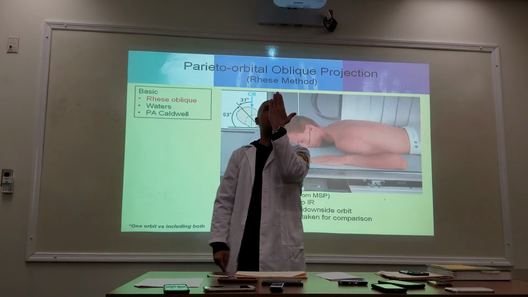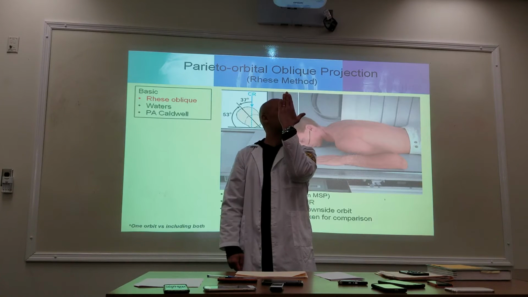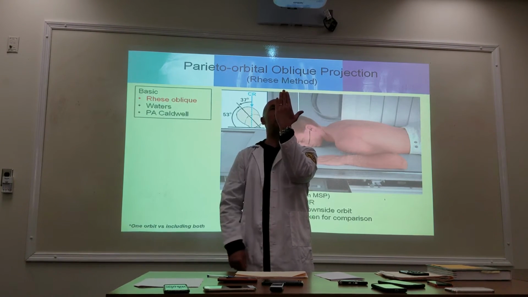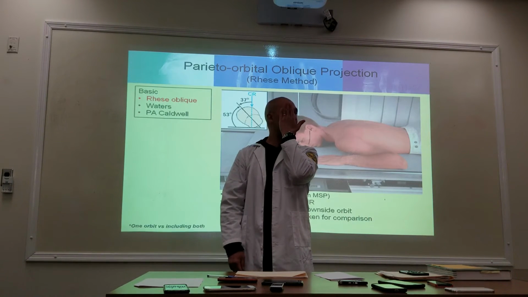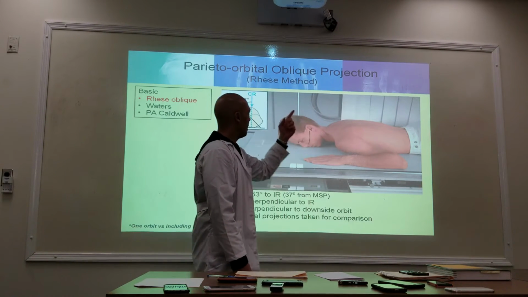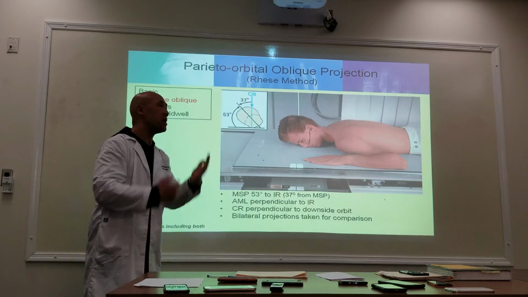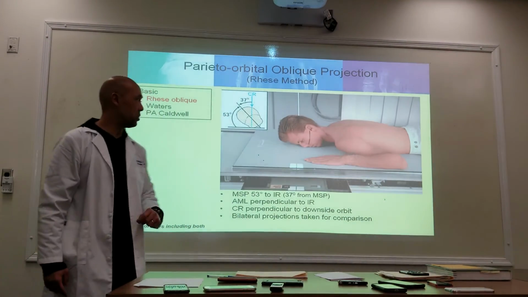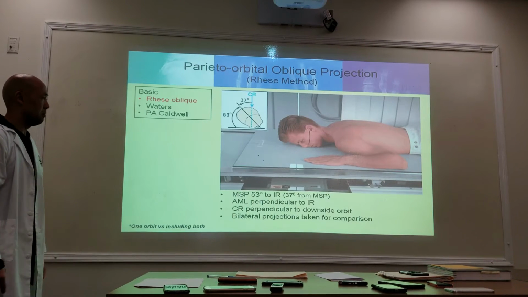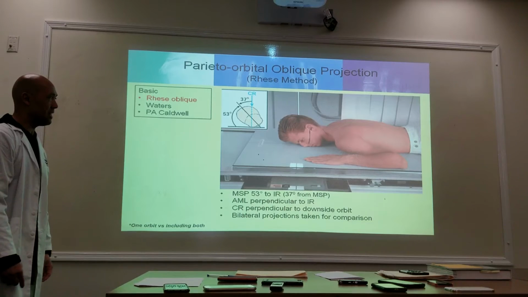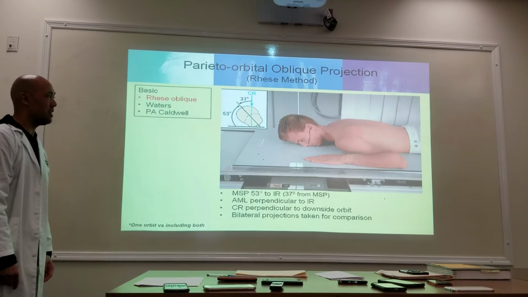Now what I'm going to do is rotate my head towards the affected side. So if I'm looking at my right orbit, it's going to be right orbit down, closest to the image receptor. So when you do your AML perpendicular with a 37-degree rotation, it should be nose, cheek, chin on the table or your image receptor. Nose, cheek, chin. Perpendicular to the downside orbit, that is where the central ray is going to be exiting.